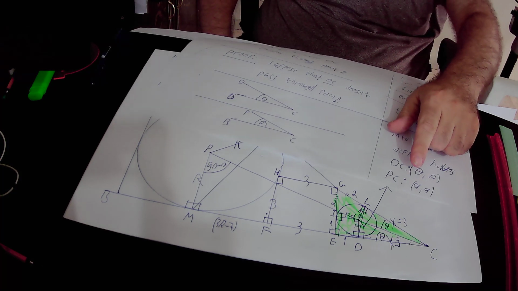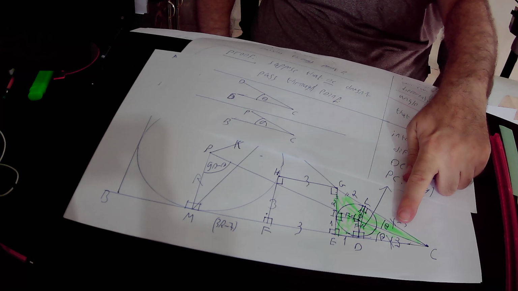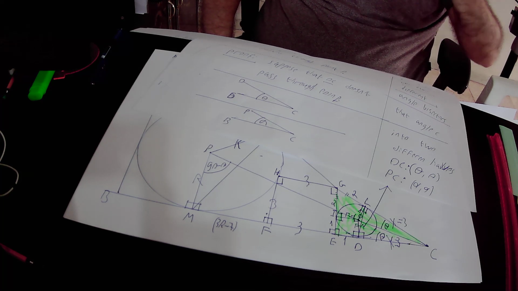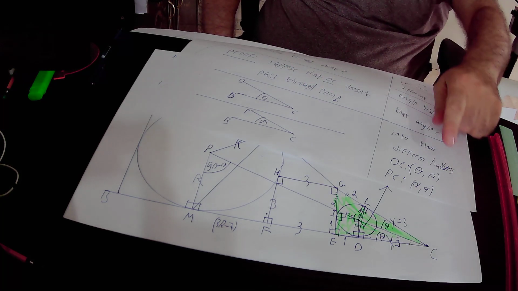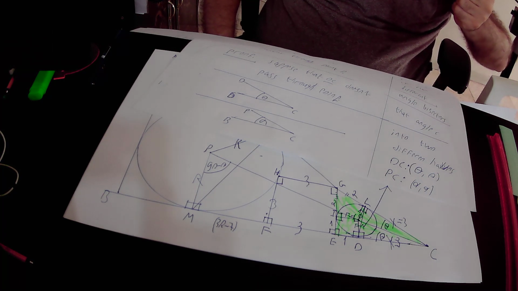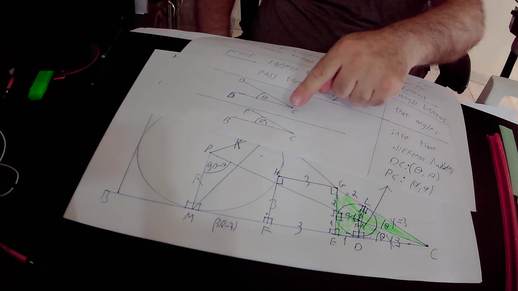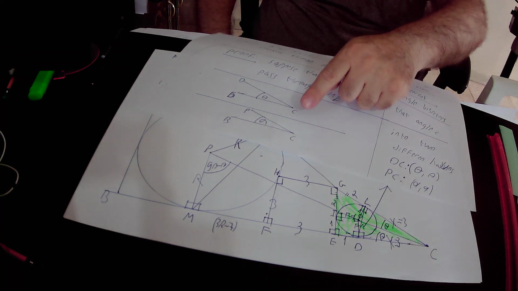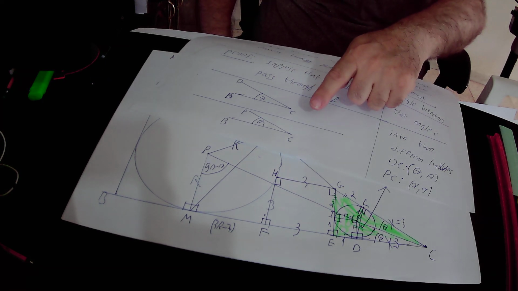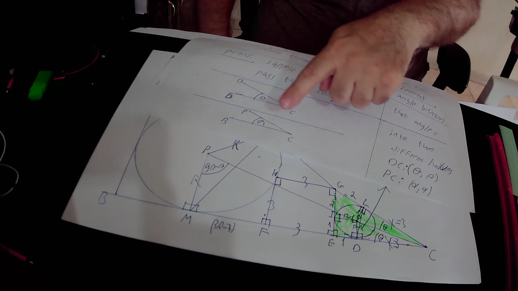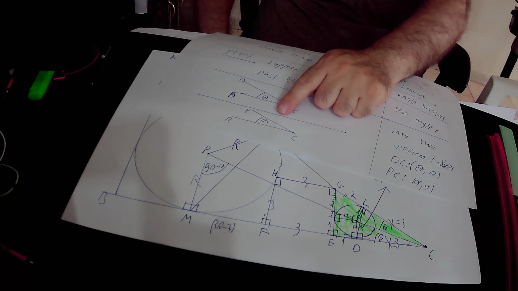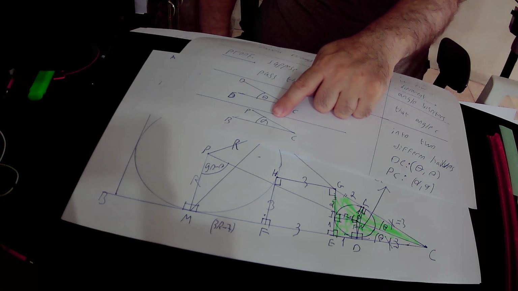Okay, so if CO creates angle theta, then CP cannot create the same angle theta. Why? Because CP is not located on the same straight line as CO is located. And because CP is located on another straight line, it means that the angle that will be created by those two legs must be different than angle theta. So we suppose that the angle that is created is angle alpha.